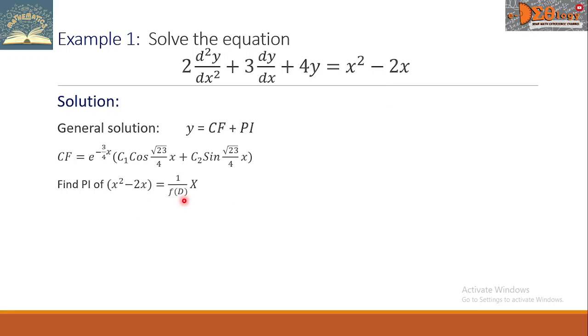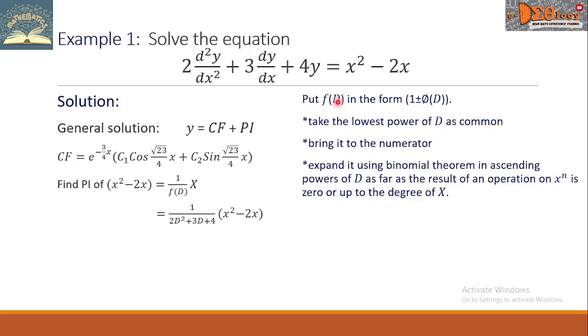The f of D, that is the function with respect to the operator. So we have this 1 over 2D squared plus 3D plus 4, and the capital X, that is the same right-hand side values. So the next thing to do is to put the f of D, or the denominator, into the form 1 plus or minus the p of D. Look at our denominator here. The lowest value is the 4, so we will take this 4 as common. We're going to factor it out.